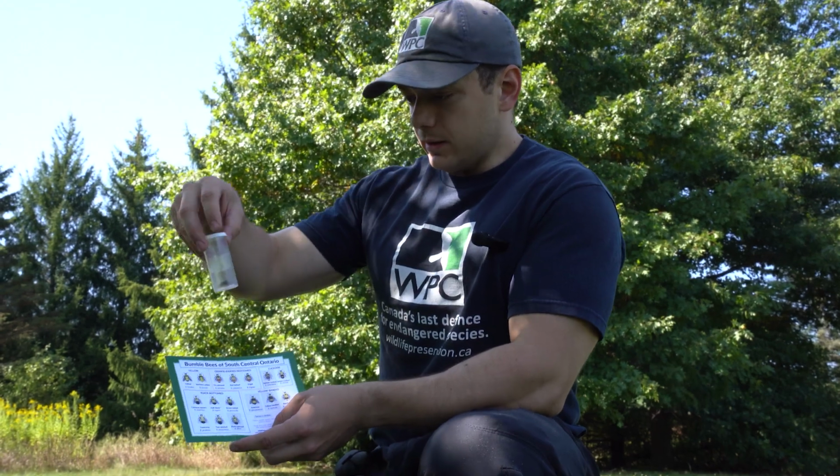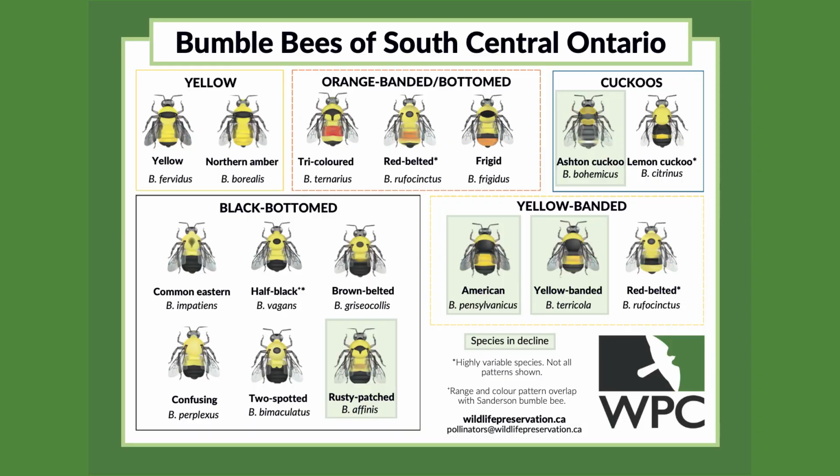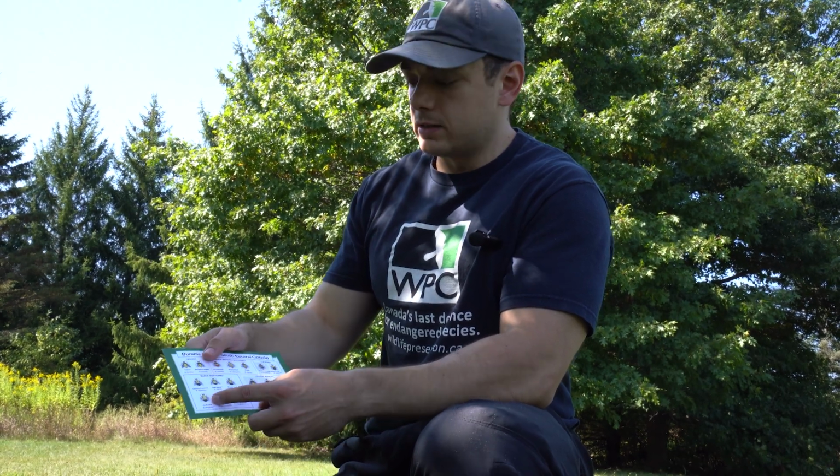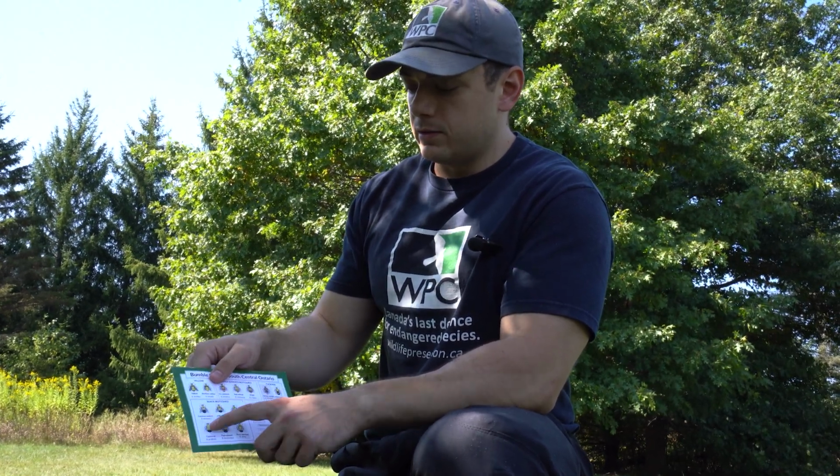So in this case, I see a yellow thorax with some black hairs between the wings, maybe intermixed with some yellow, it looks like. That definitely rules out the perplexing bumblebee, the confusing bumblebee, because this species has no pattern between the wings. It's just all yellow hairs. So the fact that there are black hairs between the wings, we can immediately rule this one out.